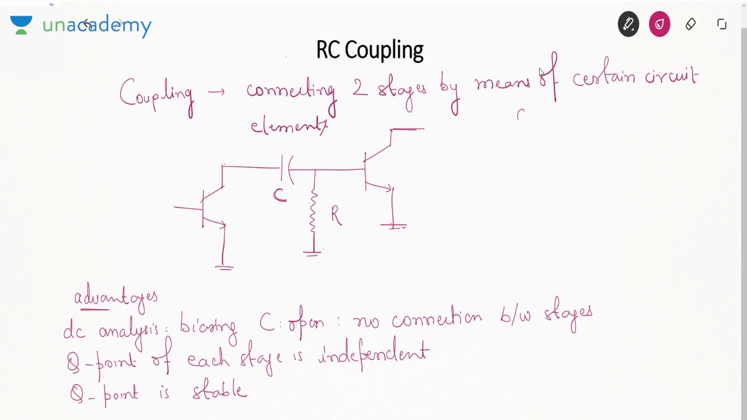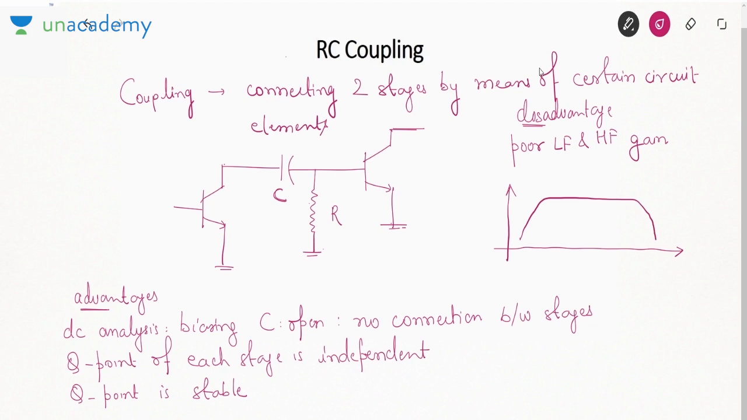Now the disadvantage. The disadvantage is poor low frequency and high frequency gain. Why is it poor? Low frequency is poor due to coupling and bypass capacitance. High frequency is poor due to stray and parasitic capacitance. So the frequency response of an RC coupled amplifier is somewhat like this. It is high in the mid frequency region and it is low in the low frequency and high frequency regions. So if you want to operate in mid frequency, then RC coupling is best, but its response is not good at low and high frequency.